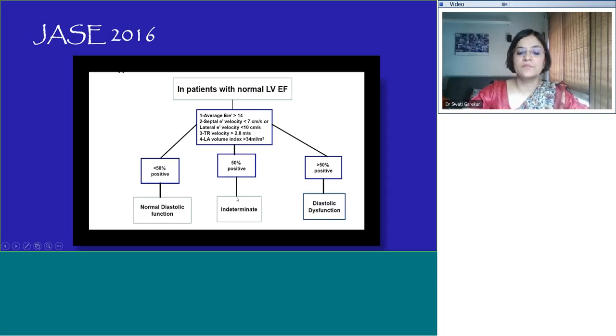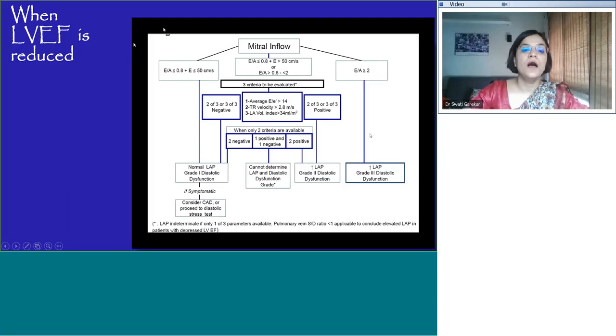And in between, it's indeterminate. Simple. Another flow chart for when the EF is reduced.